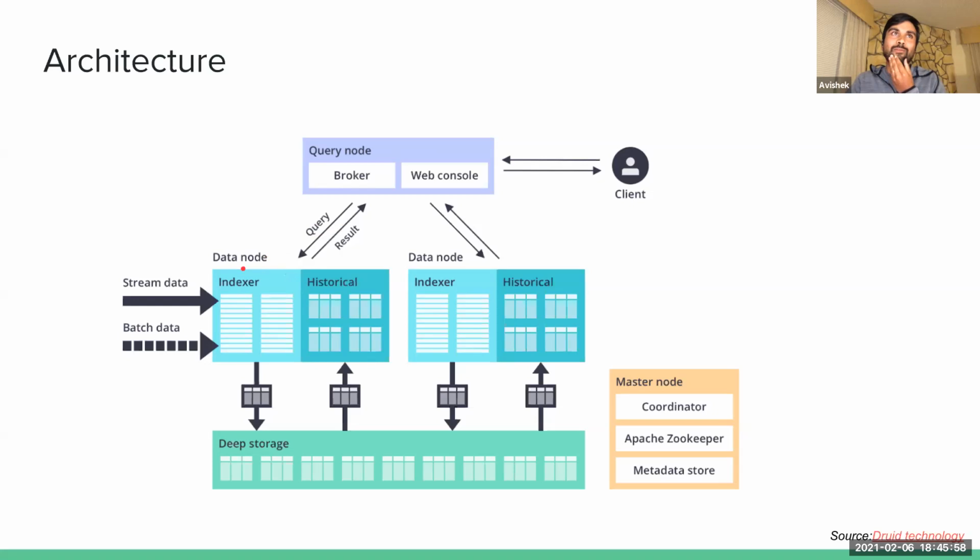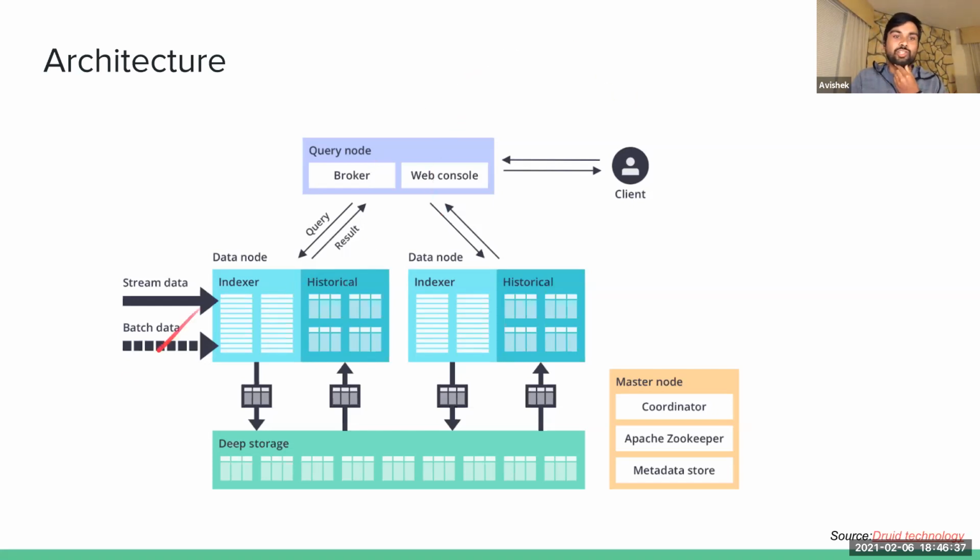And in the data node, we have 2 different processes, actually. We have the middle manager and the historical. The middle manager is represented as the indexer over here. Those 2 processes process the query, find the results, and return them back to the query node, right? So that's the query side of things. The query comes from over here, gets distributed to all the data nodes, the middle manager nodes and historical nodes, and then gets collected back at the broker, right? It's a scatter-gather kind of algorithm. First you scatter the request, and then you gather the data and push it back to the client.